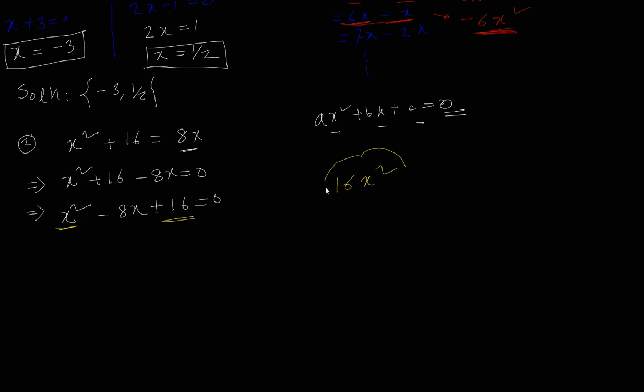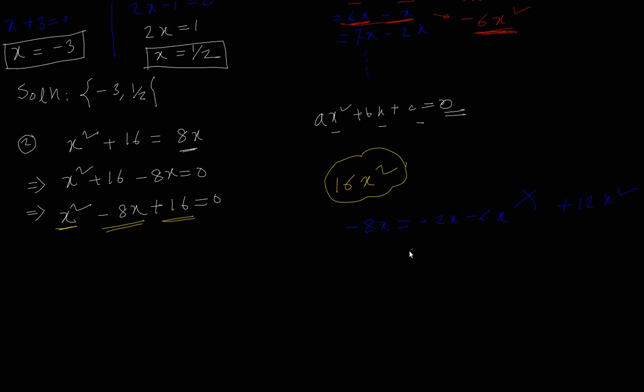So if I multiply the first and the last term, I get 16x square. Now let us see how I can split negative 8x. How can I write negative 8x? Negative 2x, negative 6x. Now if I multiply these two, I get positive 12x square. That is not going to work.